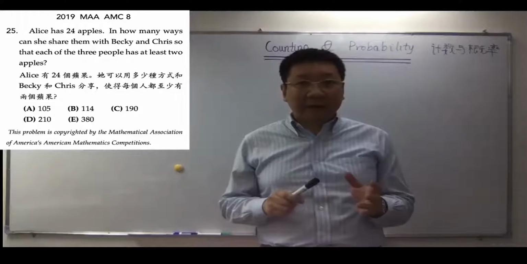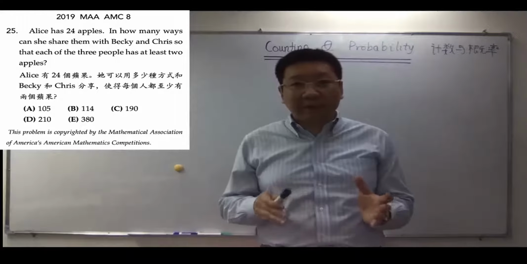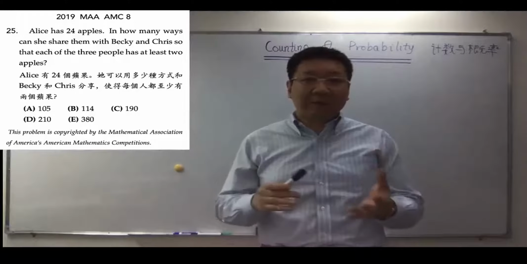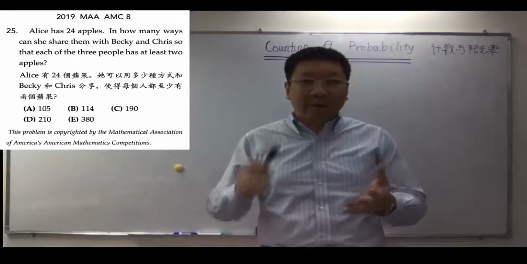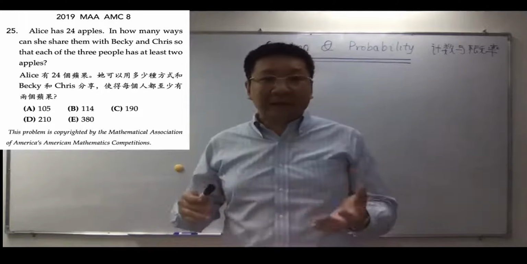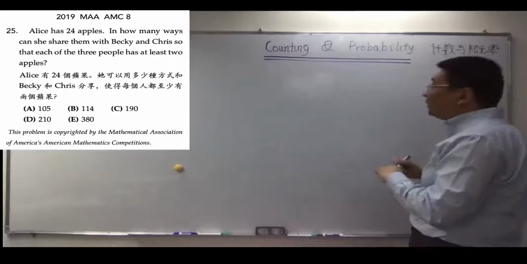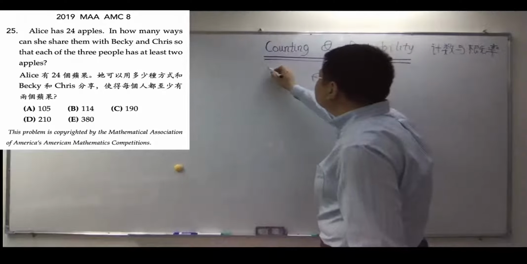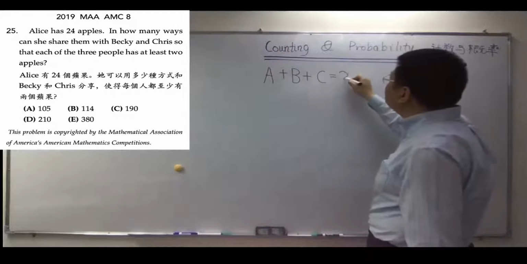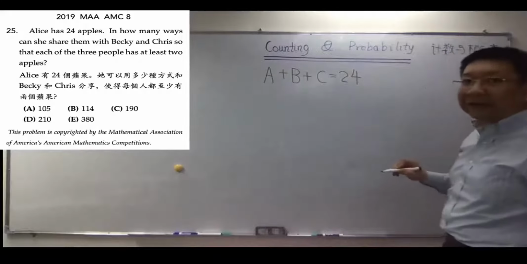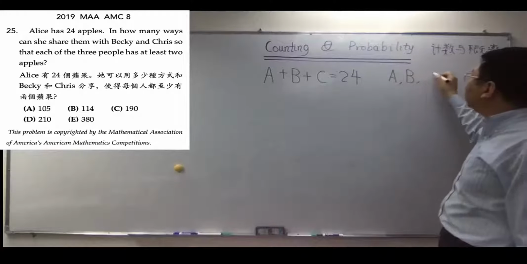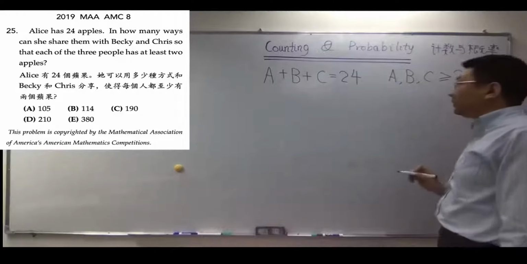And actually, if we just use the simple enumeration method, which means the casework, you list all the possible scenarios in an organized way, you can still get the answer very quickly. Okay, let us see how we solve in this way. Remember, we have the equation, which is A plus B plus C equals 24. And what are the restrictions? Both are positive integers, and every number has to be at least 2.